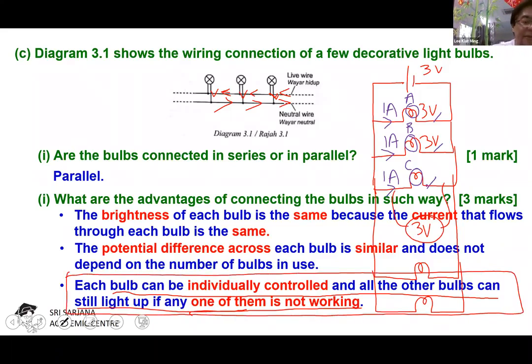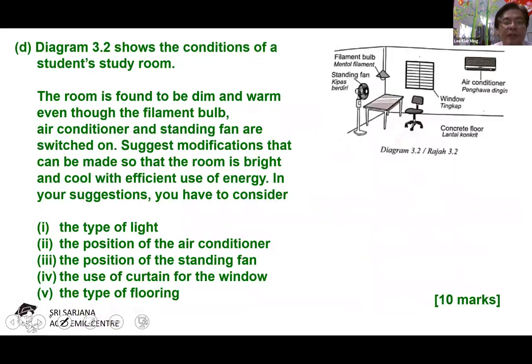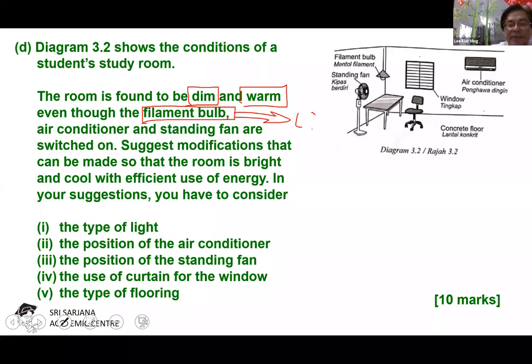Form 3. Let's move on. This is a question about how we make sure the room, which is initially dim and also warm, is improved. Why? Because we use filament bulbs, and nowadays nobody uses them. We started to use fluorescent, and even fluorescent now is not good. People are talking about using LED now.